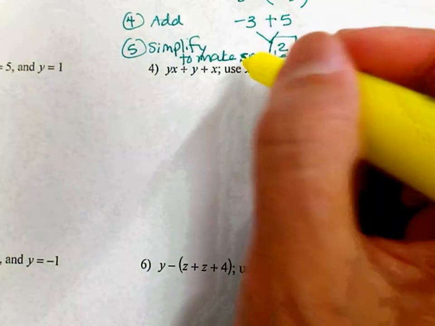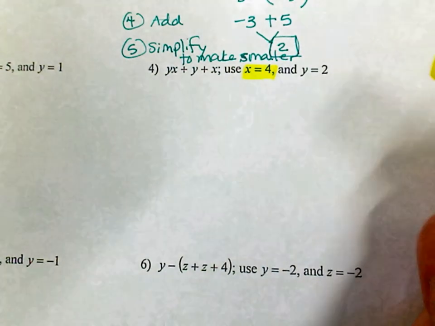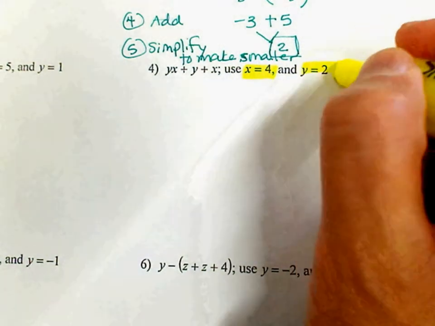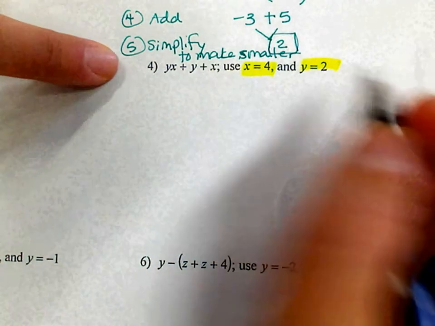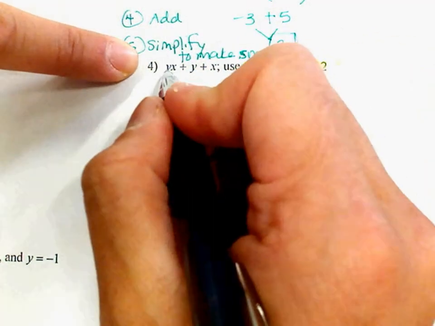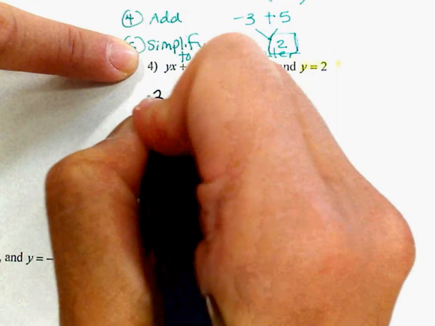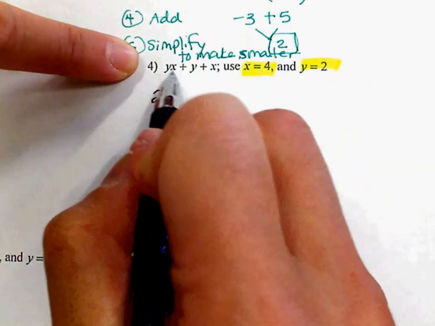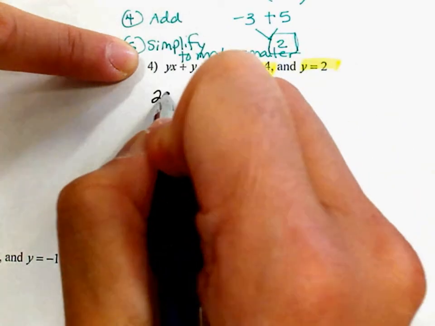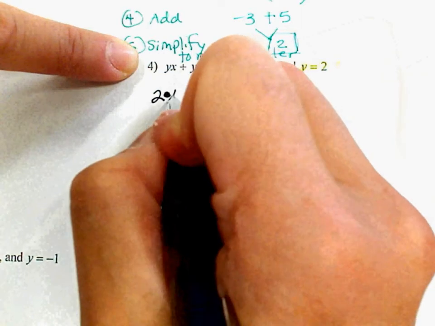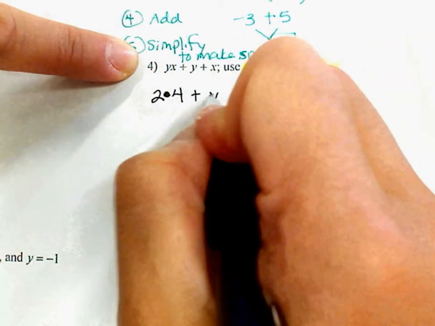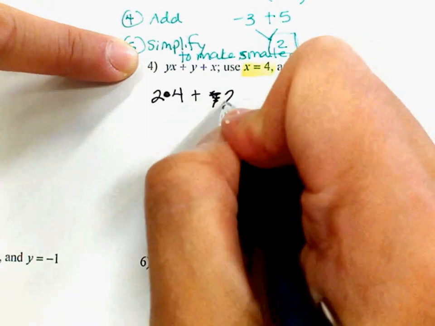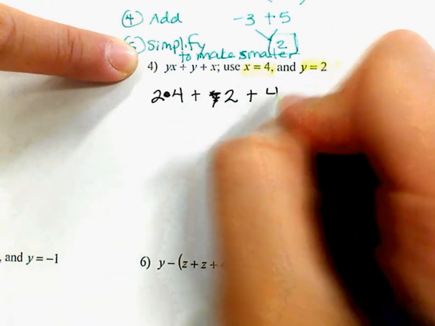When you have an x, you're going to substitute 4. Where you have a y, you're going to substitute the number 2, right? So step 1, we're going to substitute. Y is 2. Do you see how those two are next to each other? That means you multiply. What is x? 4 plus y. Oops, not y. What number should that be? 2 plus 4. Okay, so you substitute first.